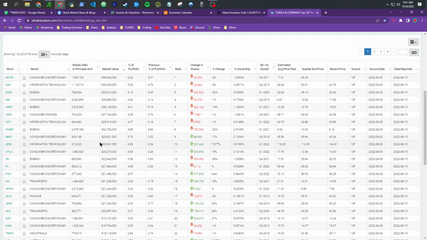building up, such as MHO, ARW, what's that? Aero Electronics, I think. So he went from 0.04% to a 3.69% position for ARW. So that's a big increase. I did glance at them. Maybe I'll look at them a bit, take a deeper dive into them.